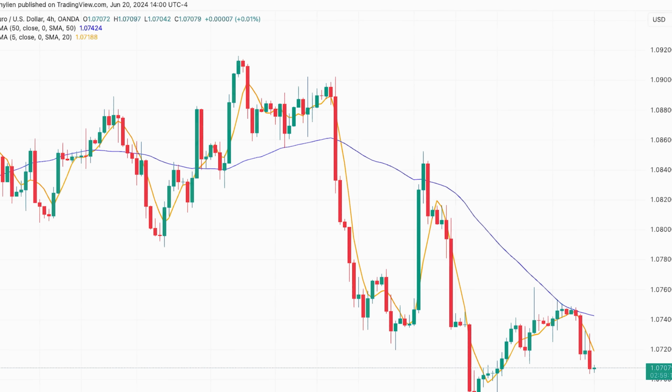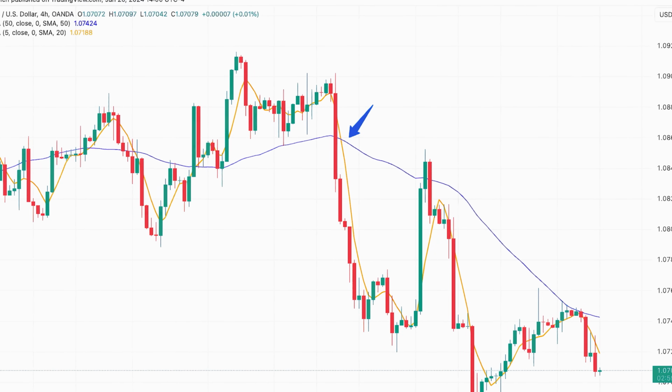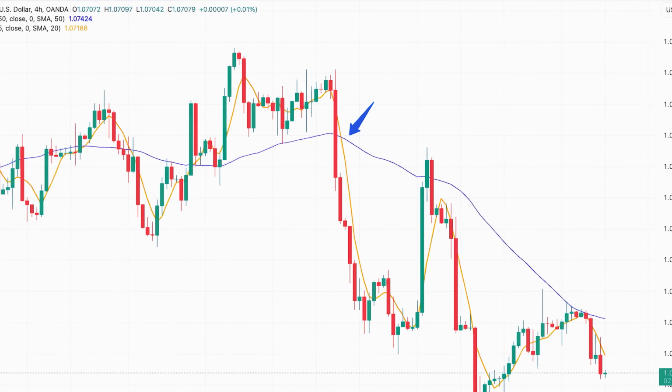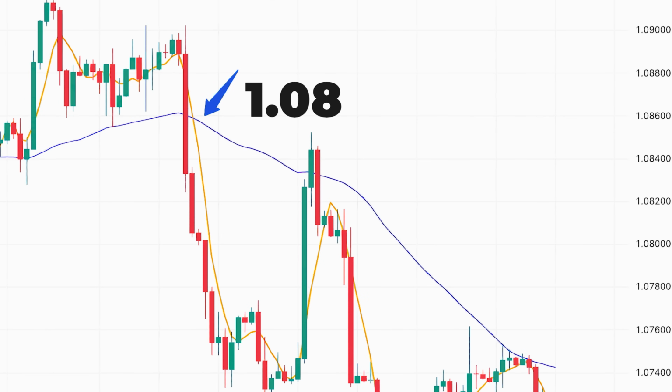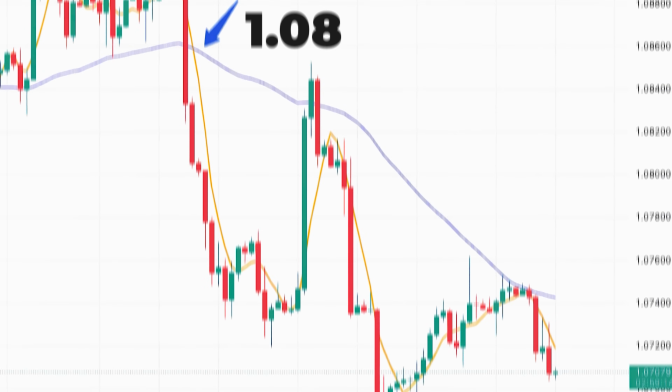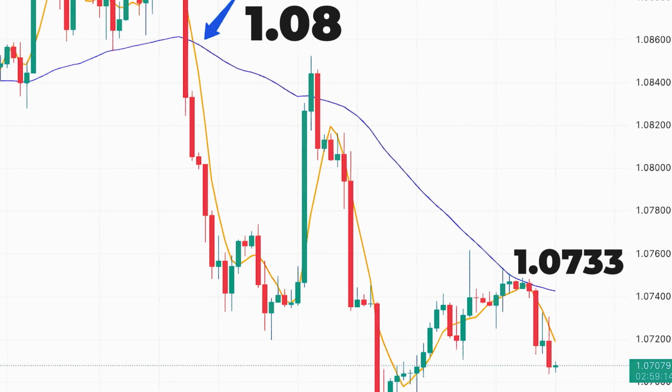Meanwhile, when the 5 SMA crosses below the 50 SMA, as you can see in this euro-dollar chart, it means that the short-term trend has turned negative, and it's time to look for opportunities to go short. In this euro-dollar chart, you can see that the entry on the short was around 108, and the currency pair hit a low of 107.33, a nearly 70 pip profit on this short trade.